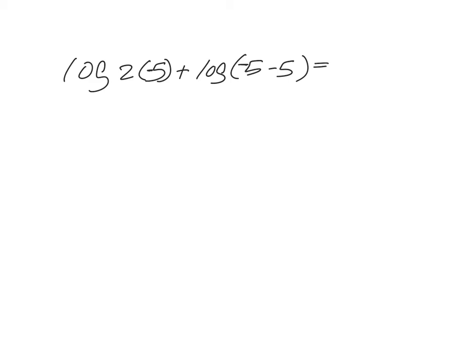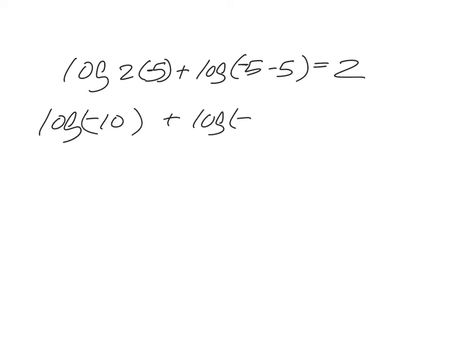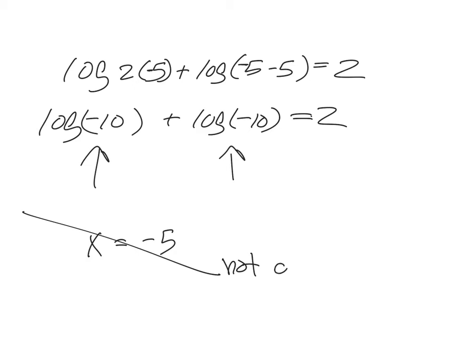I have log of 2 times negative 5 plus log of negative 5 minus 5. Hold on, it was negative 5, sorry. Equals 2. So this gives me log of negative 10 plus log of negative 10 equals 2. Can't do this. I can't take the log of negative numbers. So x equals negative 5 is not a solution. Okay, we discount that one. It's called extraneous.